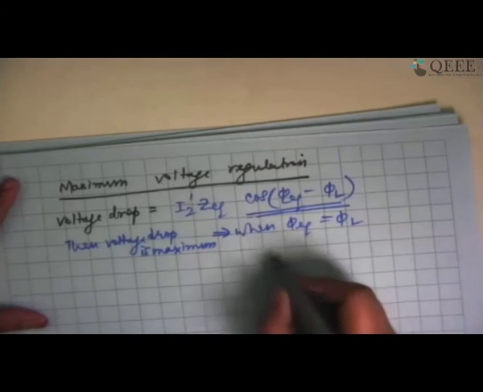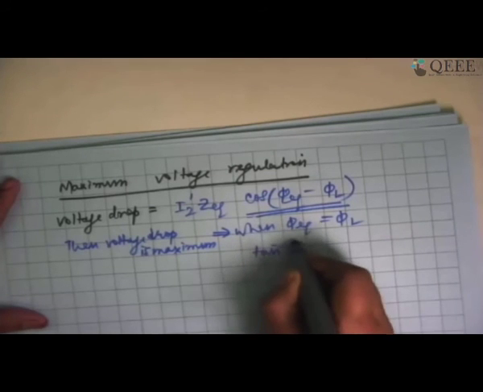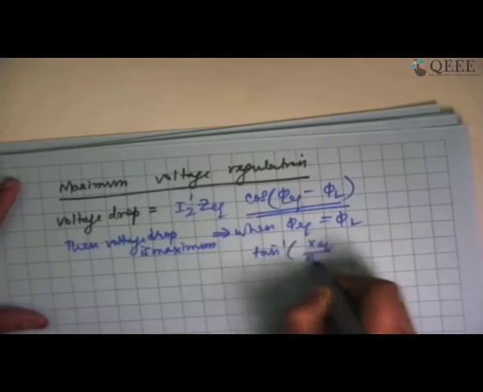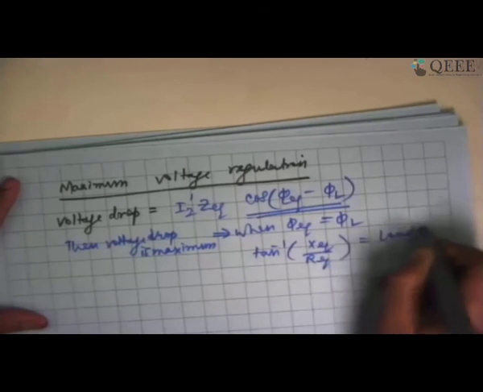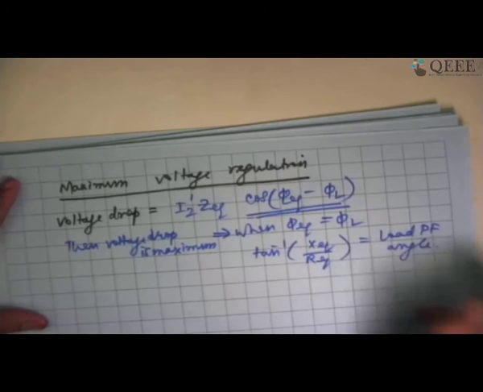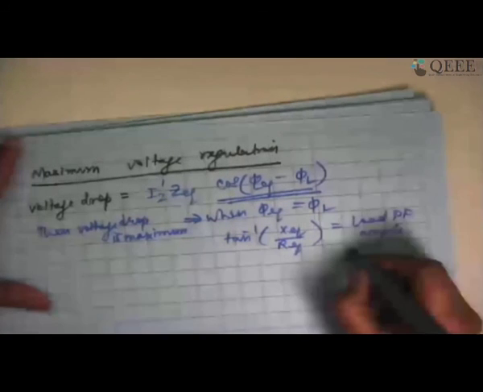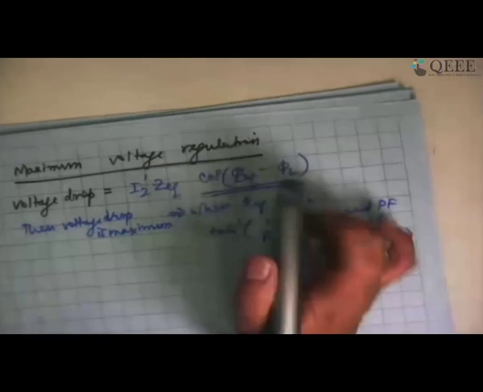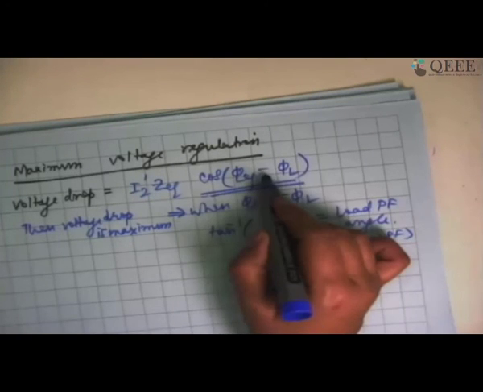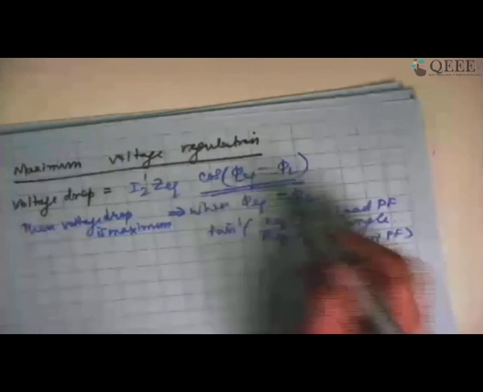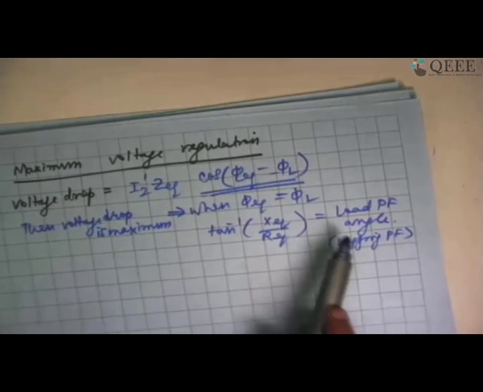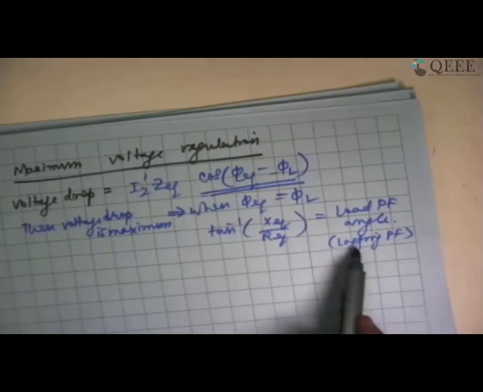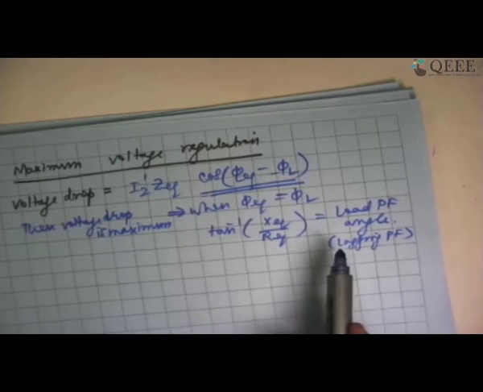That is, whatever is tan inverse of X equivalent by R equivalent, that is equal to the load power factor angle. That is when you are going to get it under lagging power factor. Clearly, only when lagging power factor is happening, we have phi equivalent minus phi L. Otherwise, we will have phi equivalent plus phi L, so the entire sign itself will change. So load power factor angle equal to tan inverse of X equivalent by R equivalent. That is when, during lagging power factor condition, maximum voltage regulation occurs.